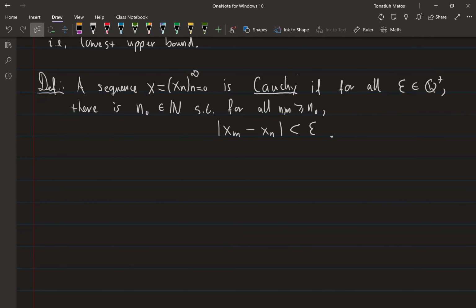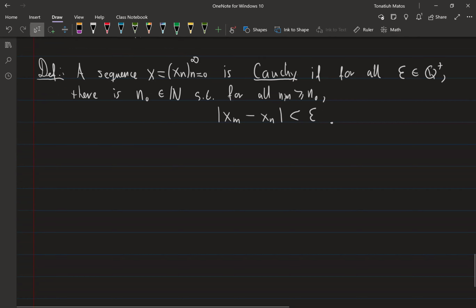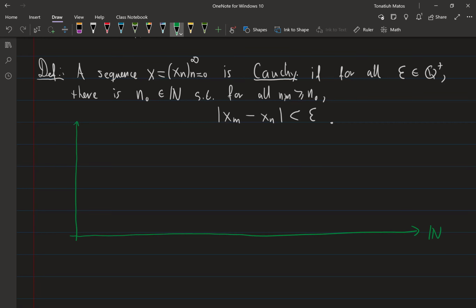So what is the intuition behind this? Let's do some abstract examples to see the intuition for this, right? So what does this all mean? So maybe let's make like a big graph here, right? And these are the indices n, and this is the rationals, right? So this is how a sequence looks like. So the sequence can be very chaotic at first, can jump around, but eventually these numbers have to approach each other. That's what it means to be Cauchy.